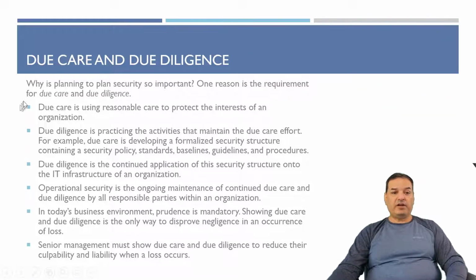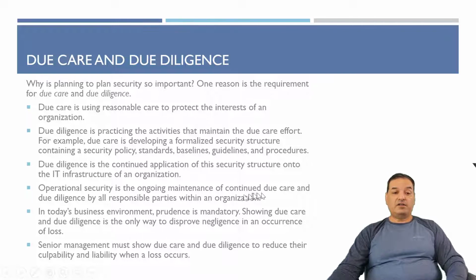Now let's talk about due care and due diligence. Why is planning security so important? One reason is the requirement for due care and due diligence. Due care is using reasonable care to protect the interest of an organization. Due diligence, on the other hand, is practicing the activities that maintain the due care effort. For example, due care is developing a formalized security structure containing a security policy, standards, baselines, guidelines, and procedures. Due diligence is the continued application of the security structure onto the IT infrastructure of an organization.